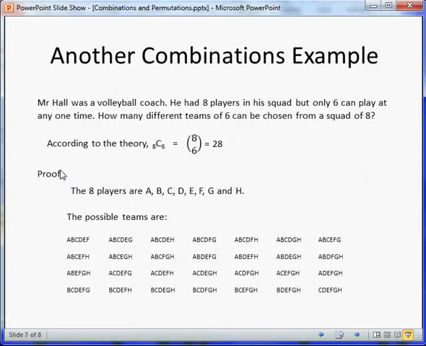Okay, one more example. This time I'm coaching volleyball. Got 8 players in the squad, only 6 can play at one time. How many different teams can be chosen from a squad of 8? Well, it's 8 combination 6, which is 28. There are the possibilities. You can make all sorts of nice questions here with, you're leaving the captain on, or you leave the setter on, or something like that. How does that change the different possibilities you can have? Okay, so really interesting things you could do here.